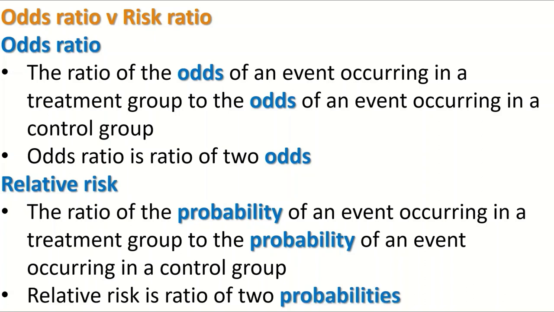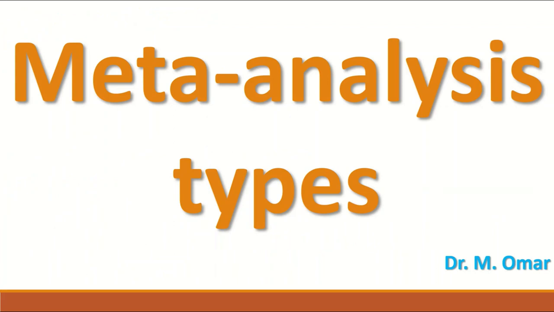So it is the relative risk, which is the ratio of two probabilities. Meta-analysis types can be performed to analyze data or results extracted from multiple independent research, clinical, medical, or healthcare studies to generate an overall or pooled effect size.